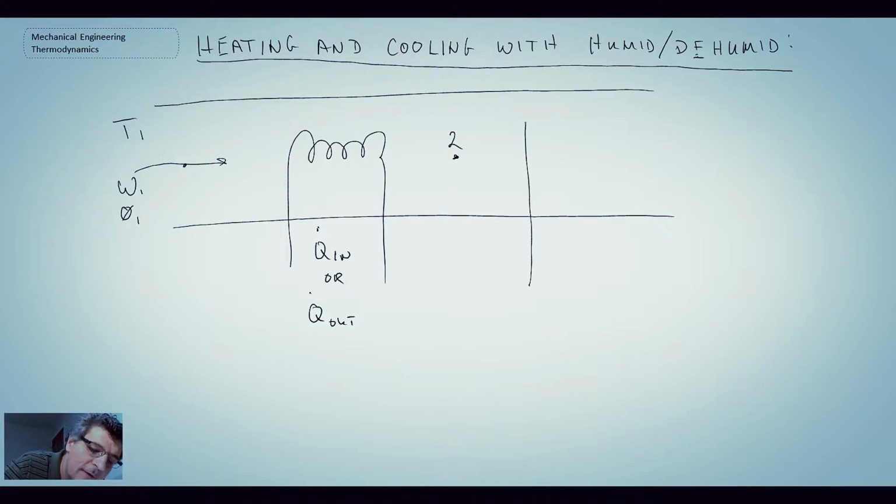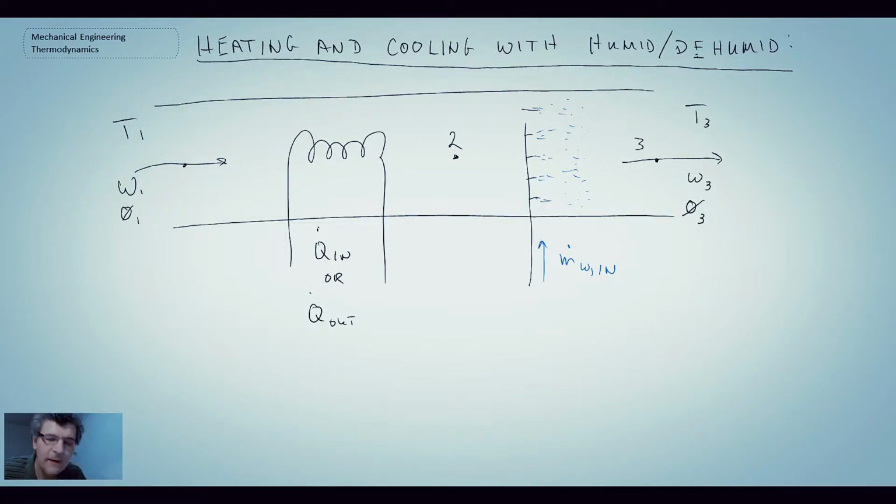And then what we have is we have our humidification system, basically just spray nozzles that are injecting either water or steam into the airstream. And here we have mass flow rate of water in. So we have water flowing into our system. And finally, the air will exit, and we'll call that state 3. It will be temperature 3, specific humidity 3, and relative humidity 3. So that is what our schematic looks like.